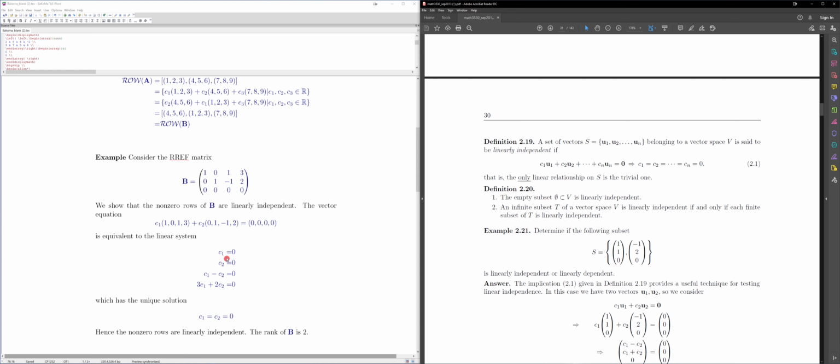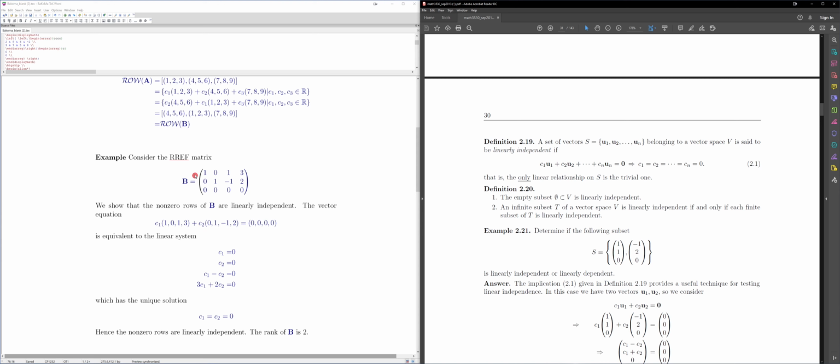And notice how clean this is. This is telling me exactly what I want for linear independence, that C1 is equal to 0 and C2 is equal to 0. And why this is so clean is because if you're looking at the first component of your row vectors, you're going to get a C1 over here and you're going to get 0 over here.